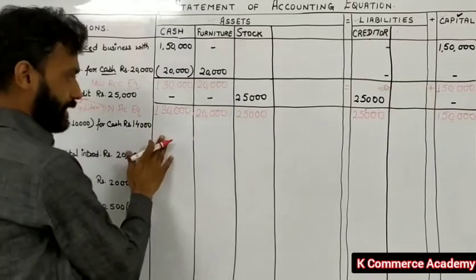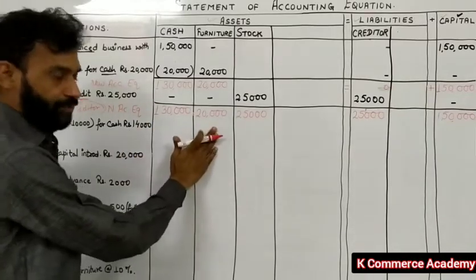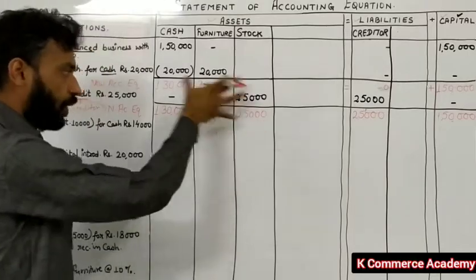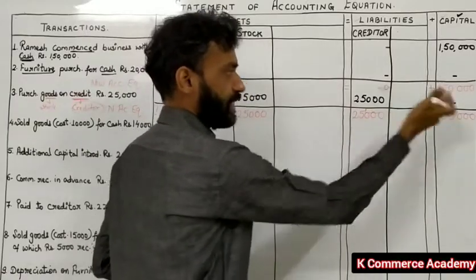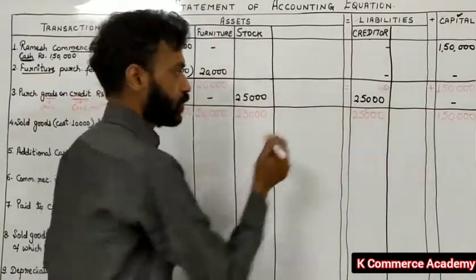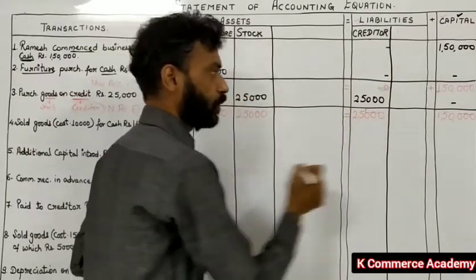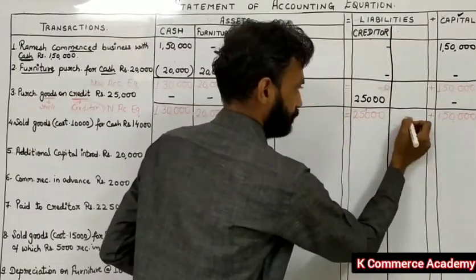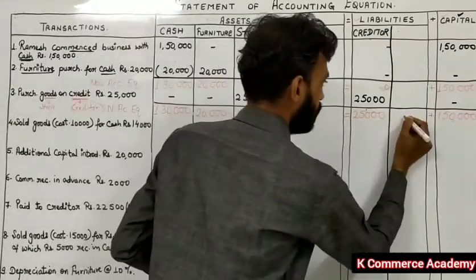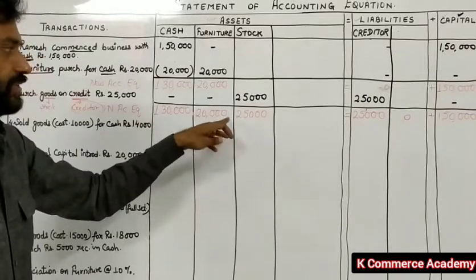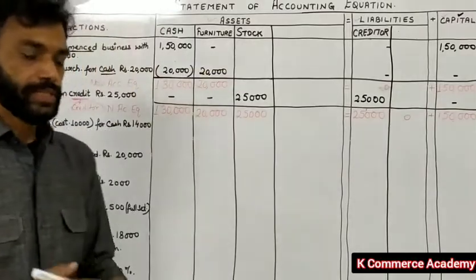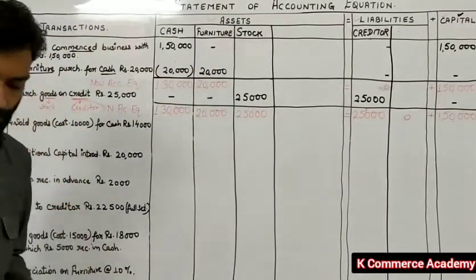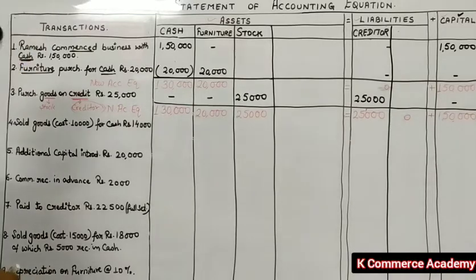Let us check whether our accounting equation is satisfied or not. The total of assets is 130 plus 20, 150 plus 25, 1,75,000. 1,75,000 is our asset, and we can check liabilities plus capital is also 1,75,000. So we can say yes, our assets are equal to liabilities plus capital. Our accounting equation is still satisfied, that is assets 1,75,000 equals liabilities plus capital. So after each and every transaction we will check the accounting equation. We will create and form a new accounting equation.